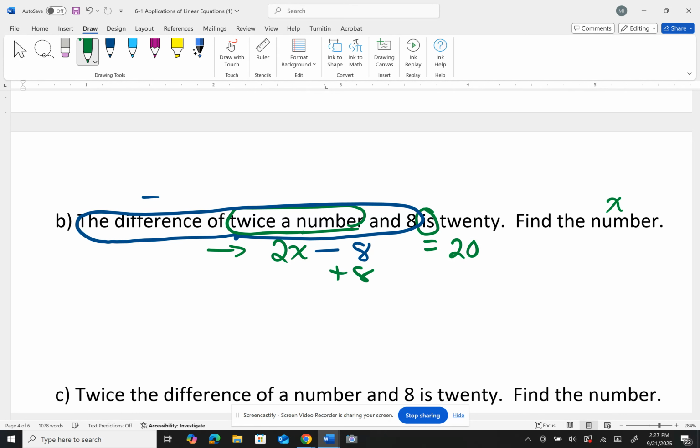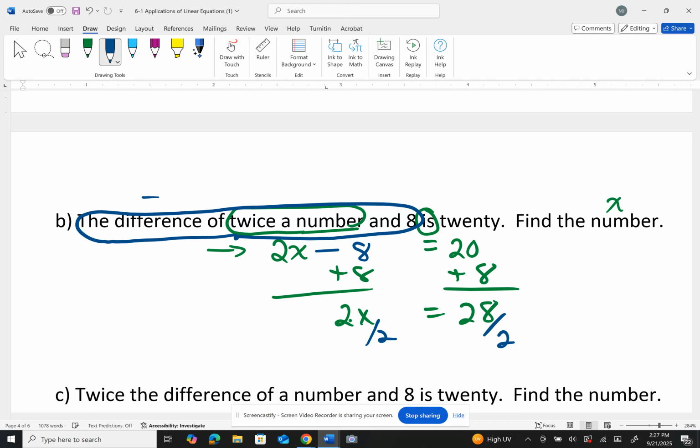Then going through the solution process, like on this one, getting 2x equals 28, and then dividing by the 2 to get that x had to have been 14. Okay.